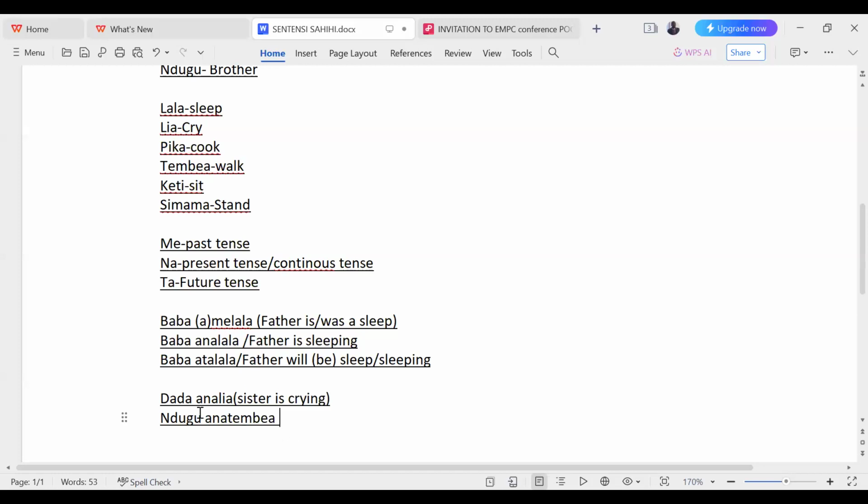Ndugu. So here, you can also replace it by your name. For example, you can say, Gleroy anatembea. So by saying that, we mean that Gleroy is walking. So you are capable of constructing a simple sentence by saying Gleroy anatembea. You say Aida anatembea. You say Coco anatembea. But if you want to say Brother Gleroy, then you say Ndugu Gleroy. You see? So when you say Ndugu Gleroy anatembea, then probably you're not Brother Gleroy. Is walking. So Ndugu Pigbin anasafiri. Safiri is traveling. I think we tackled it some time back when you're talking of safari.